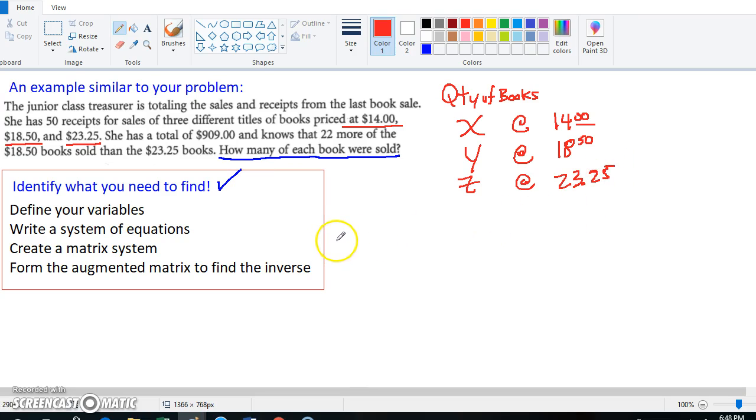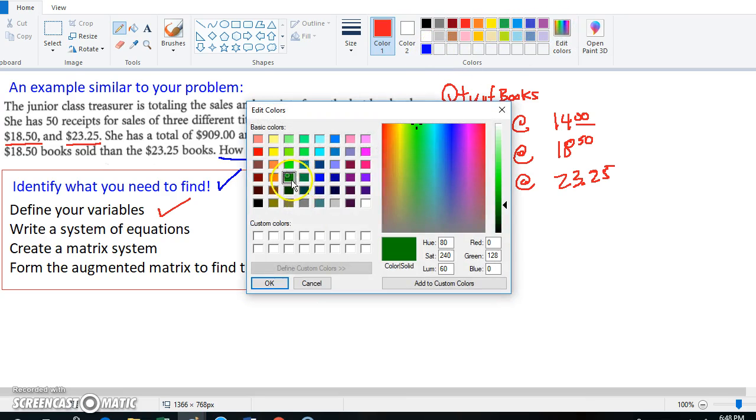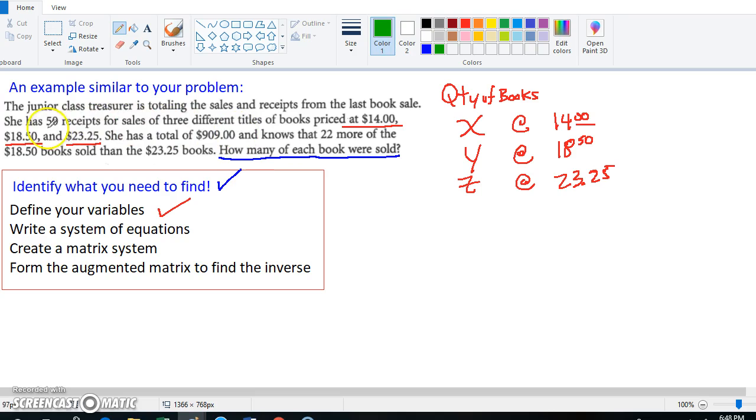Okay, next we have to figure out what equations we have to write using those variables. If we take a look at the information, we have 50 receipts for the sales of 3 different titles of books. What equation would we get if we want to take 50 receipts? I don't know how many books of each were sold, but I do know there were X at 14 and Y at 18 and Z at $23.25. And the total of those must add up to 50 receipts. Okay? All right, next.